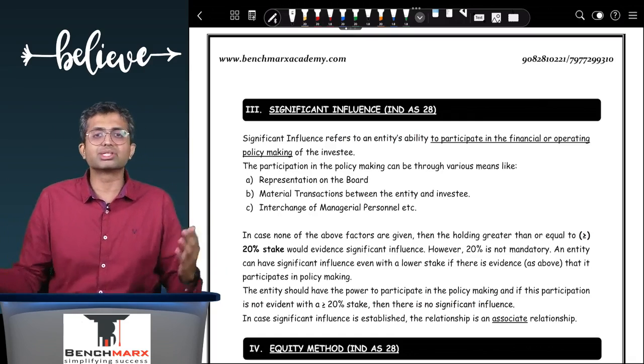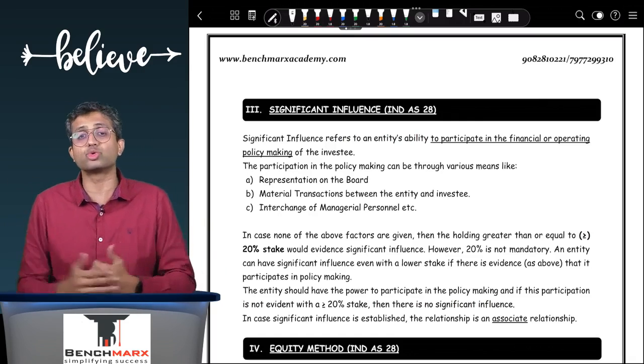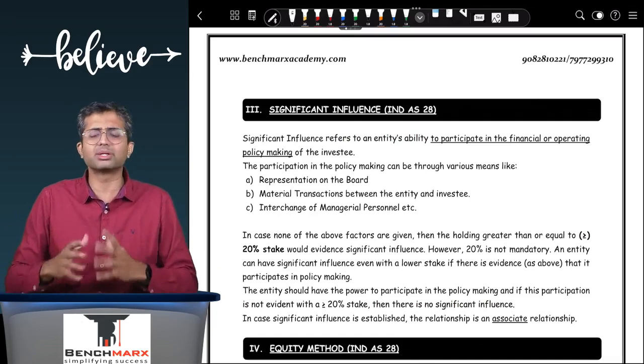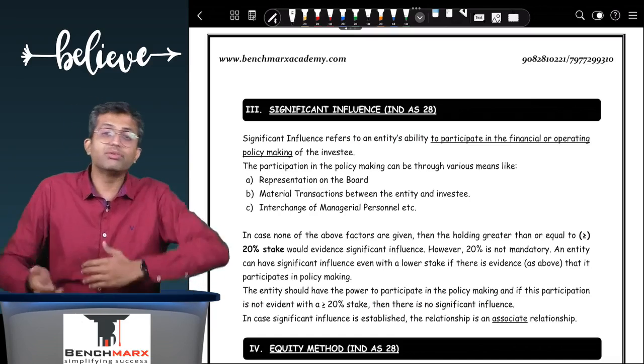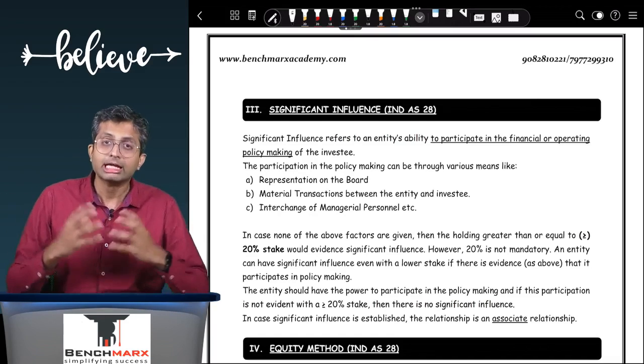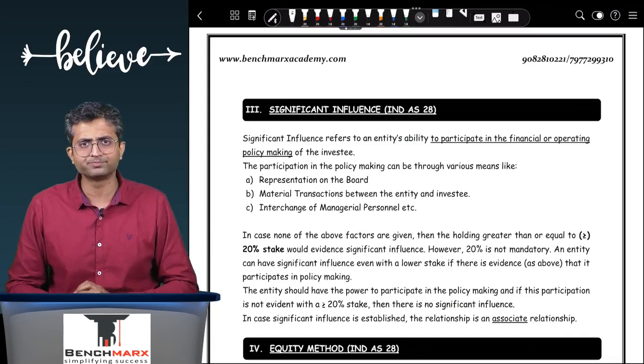If the question remains silent, significant influence is assumed to exist if you have equal to or more than 20% stake in the company. But remember, this stake is not mandatory. Even at a lesser than 20% stake, if you are participating in policy making processes, then you can be considered to have significant influence, and vice versa.